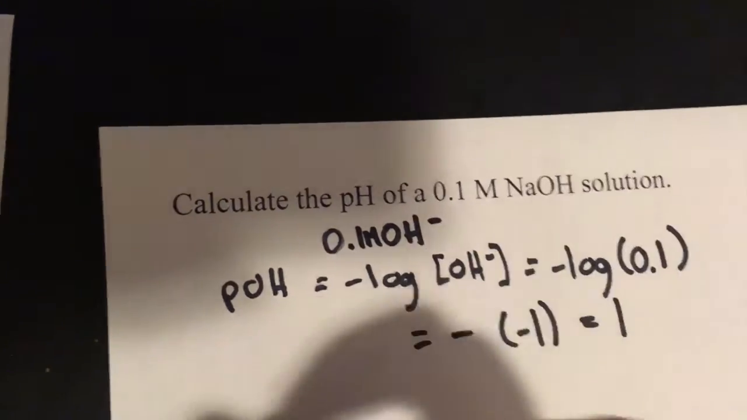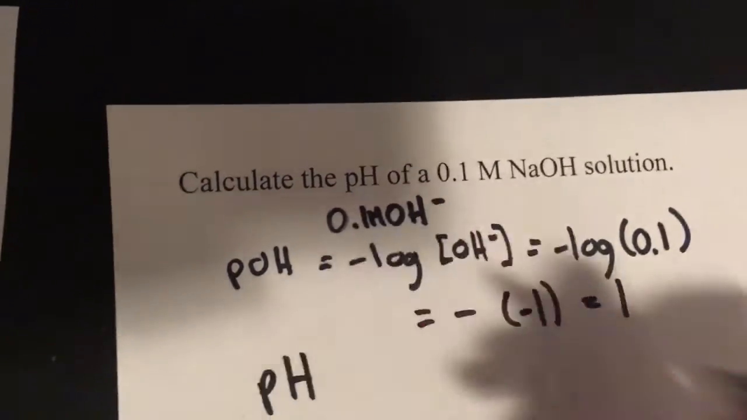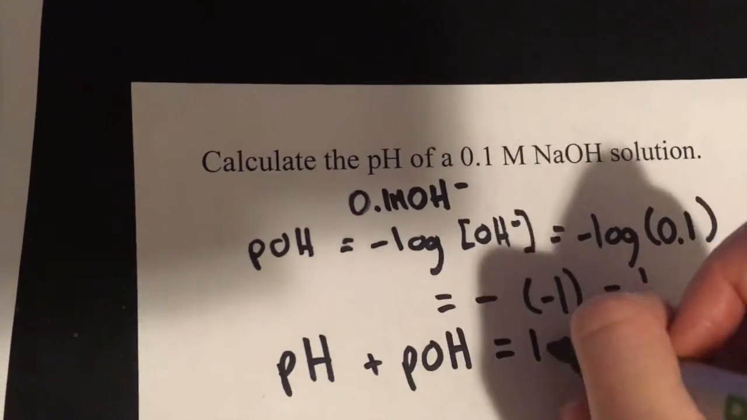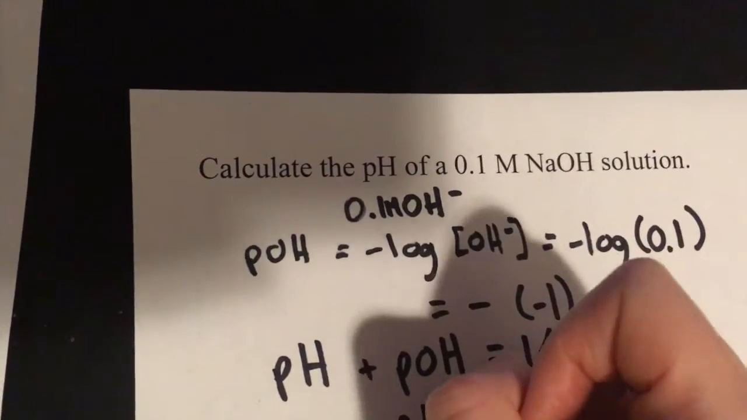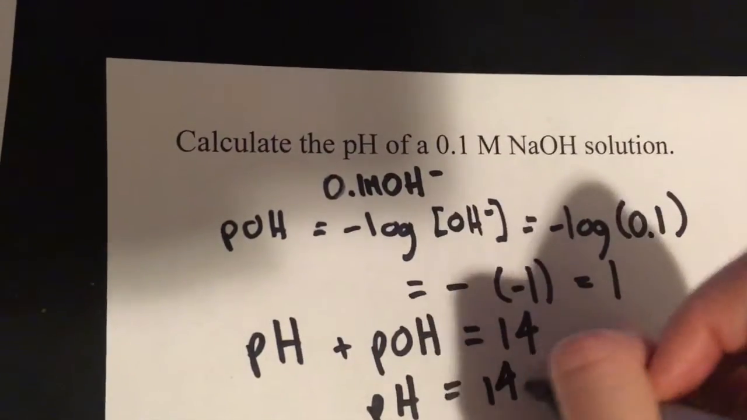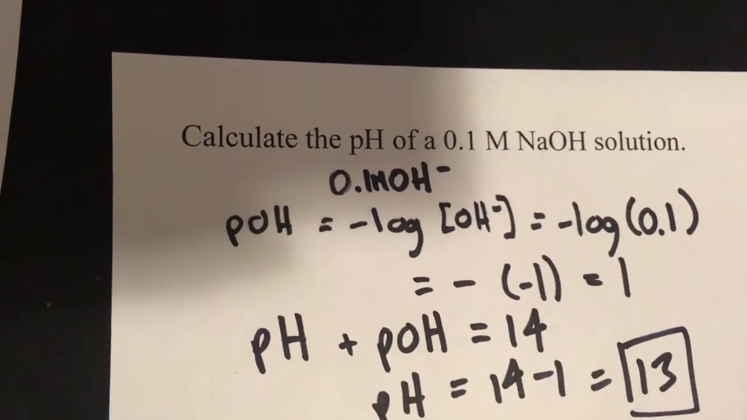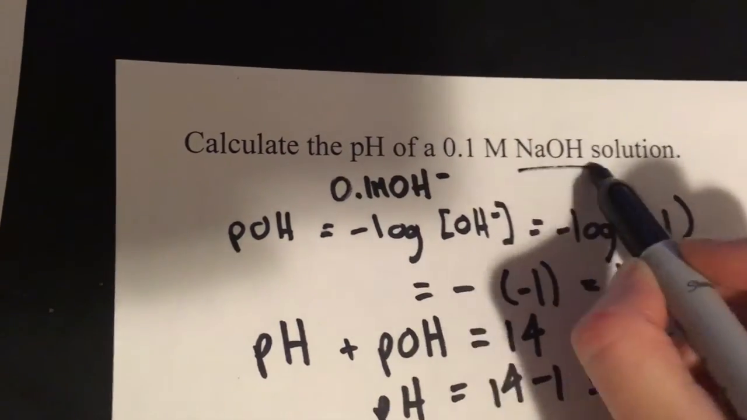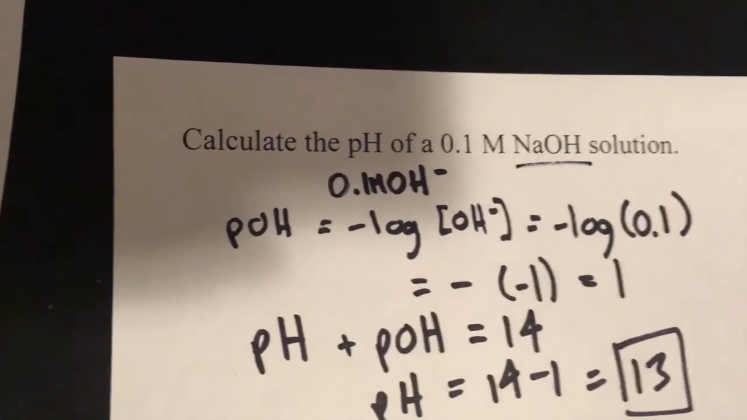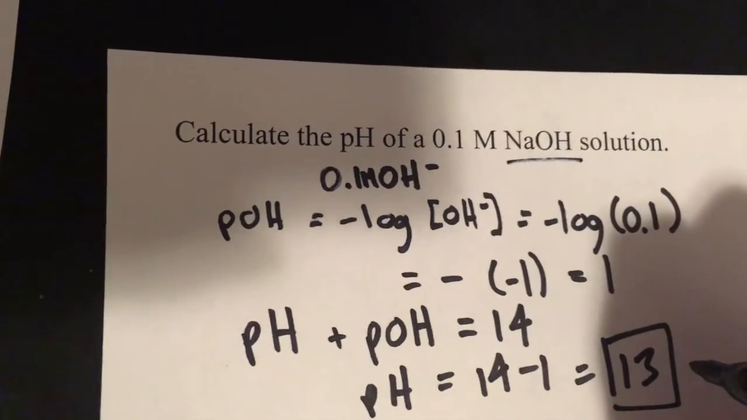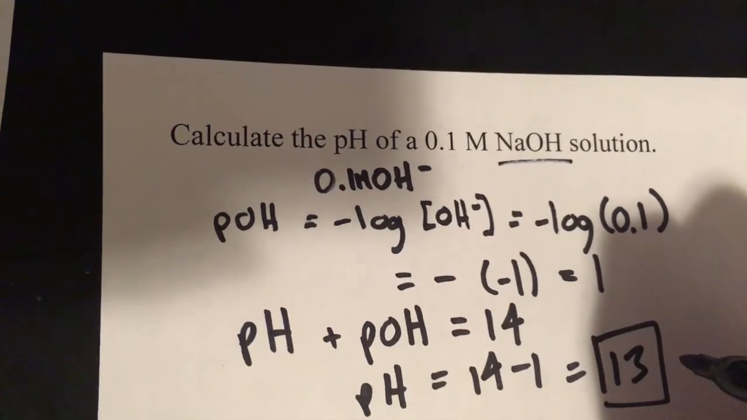If I want to know the pH, that's what the problem's actually asking me for, I know that pH plus pOH equals 14. So my pH is going to be 14 minus 1, aka 13. And it's always worth checking, does that answer make sense? I have a basic solution, so I'm expecting to have a pH above 7. So this answer makes sense as an answer to this problem.